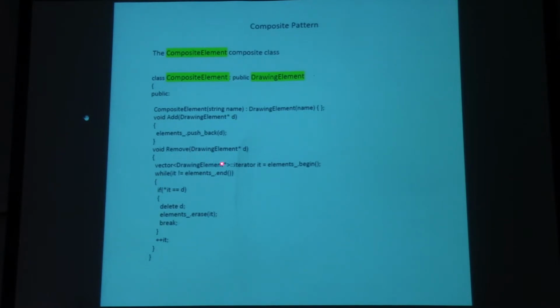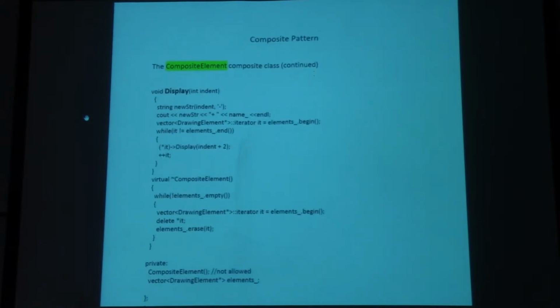To remove, we're going to get an iterator into the drawing element vector. We're going to start the iterator at the begin pointer, while the iterator is not equal to the end. If the dereferenced iterator is equal to the element we're trying to remove, then we will erase it. And erase is a remove method on the STL vector. So we're going to remove this iterator, and then we're going to break. And if we don't break, we're just going to continue iterating through. So we'll only erase the element if we match it.